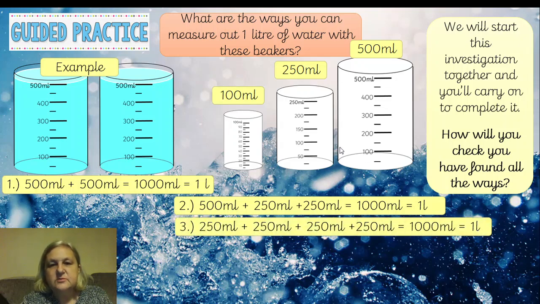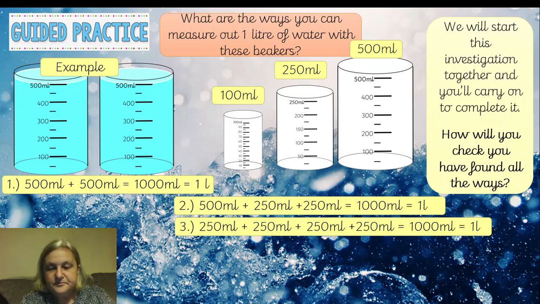The next one, we could have 4 lots of 250 millilitres. What other ways could you find? We haven't actually used this 100 millilitre one yet, but there's other combinations in there as well. So keep going with these, and before you start doing that, we'll go through the rest of the video, or you can just write those down and you can keep going with them now into your book.